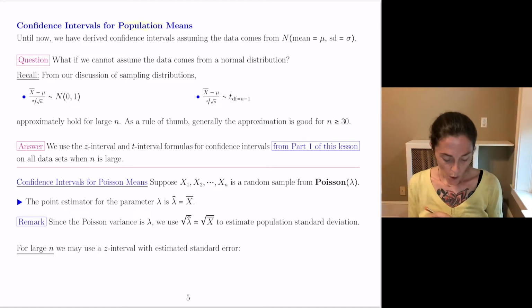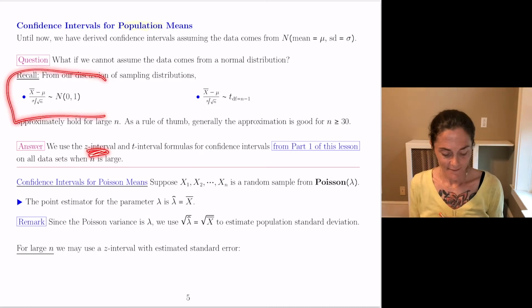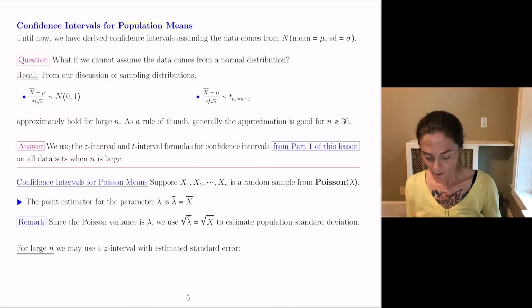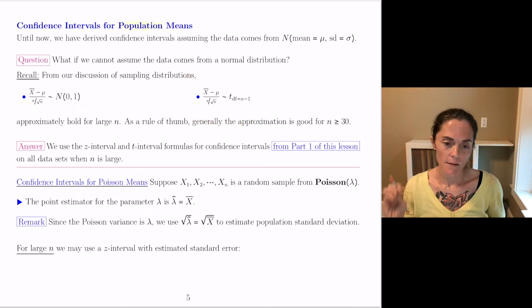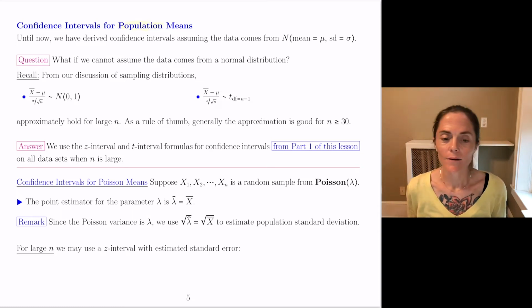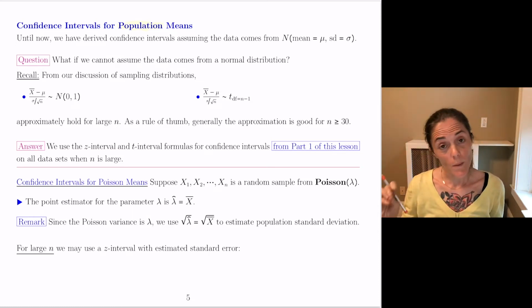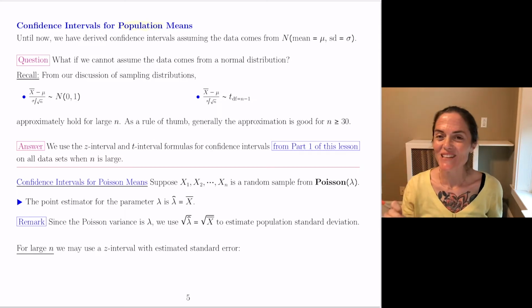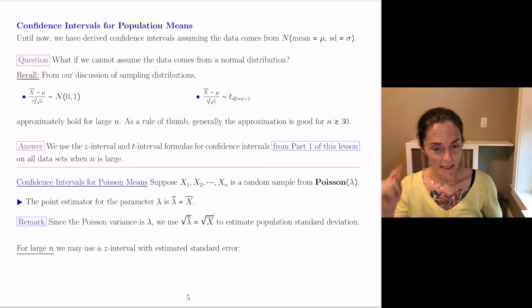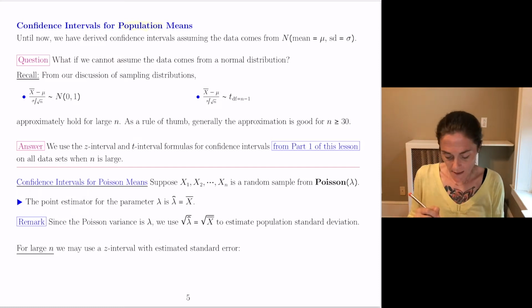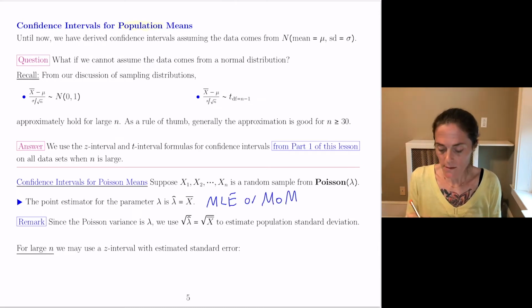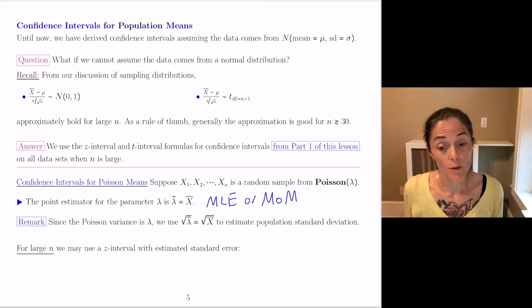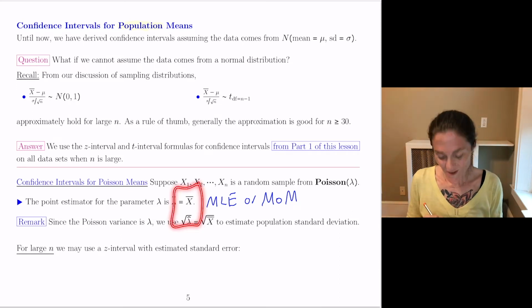So the answer, we can use z intervals, which comes from here, and t intervals, which comes from here, on all data sets when n is large. So now let's talk about what if we had a random sample from the Poisson distribution. The Poisson distribution is not normal. But what's our point estimator here? This would be true for either maximum likelihood estimation or method of moments. If you want to estimate this parameter lambda, we use the sample mean.